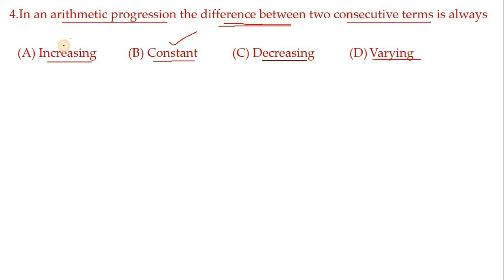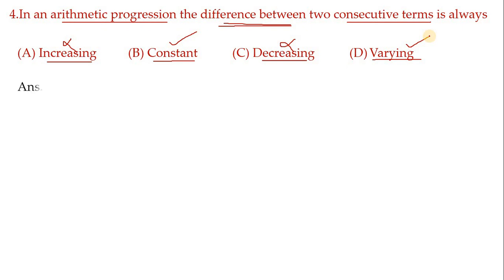So increasing, highly impossible. Decreasing, not at all possible. Varying means it is changing. Sometimes it may increase, sometimes it may decrease. That is not what happens in arithmetic progression. So in arithmetic progression, the only thing that happens is that common difference should be same. Means difference between a number and its preceding number should be same.